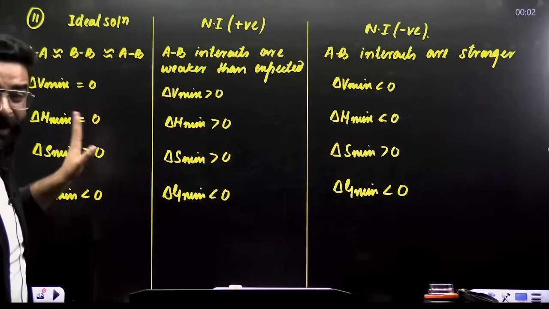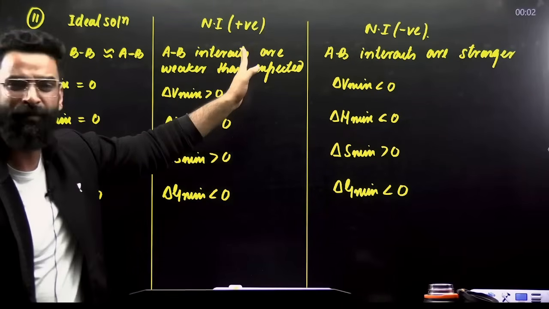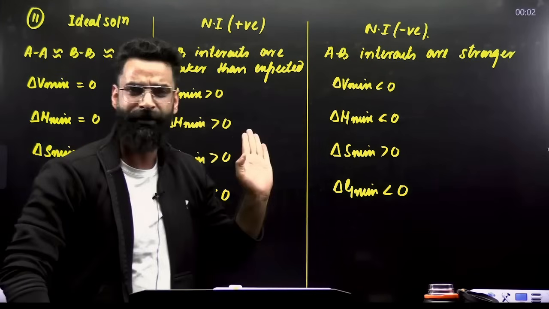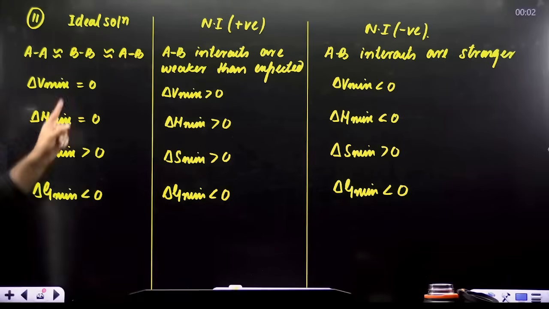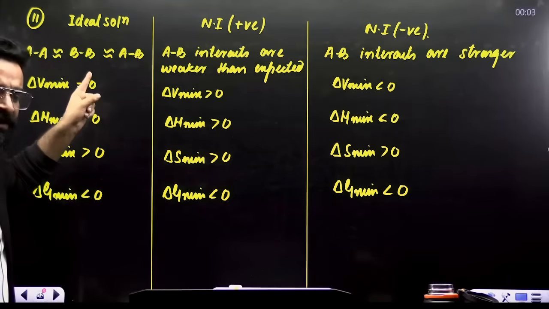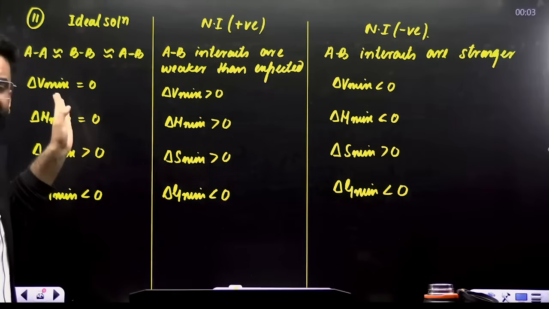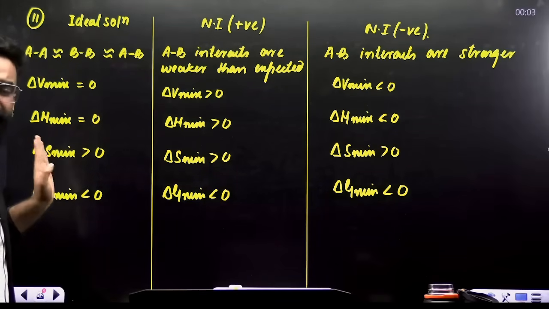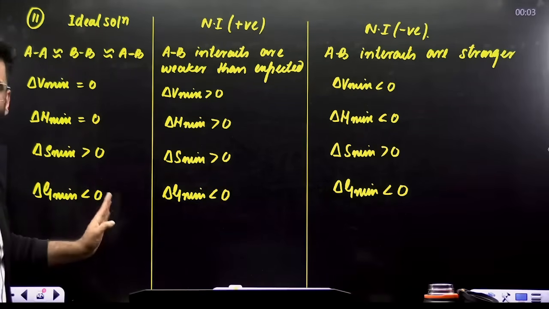Remember, there are a few points about ideal solutions, non-ideal solutions showing positive deviation, and non-ideal solutions showing negative deviation. Remember this particular table as well. In case of an ideal solution, the AA interactions are the same as BB interactions, the same as AB interactions. Delta V mixing is 0, delta H mixing is 0, delta S mixing is positive, delta G mixing is negative.